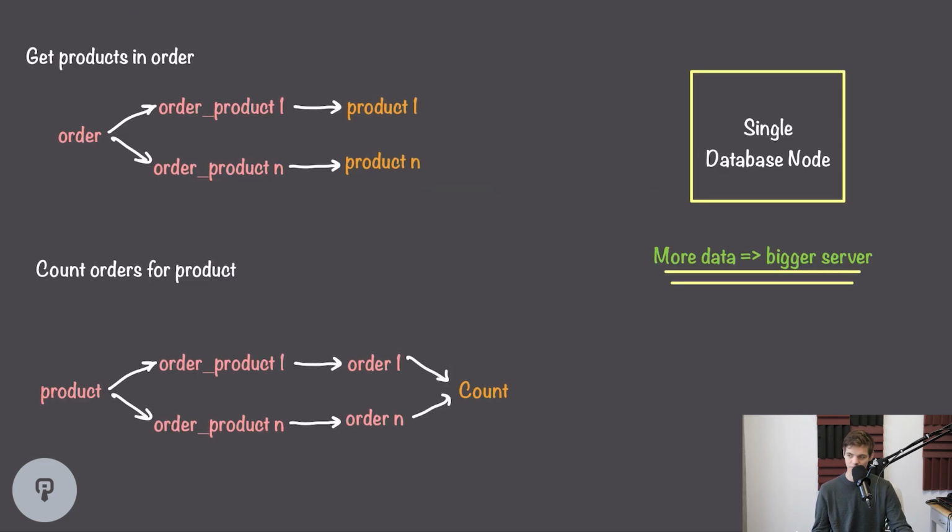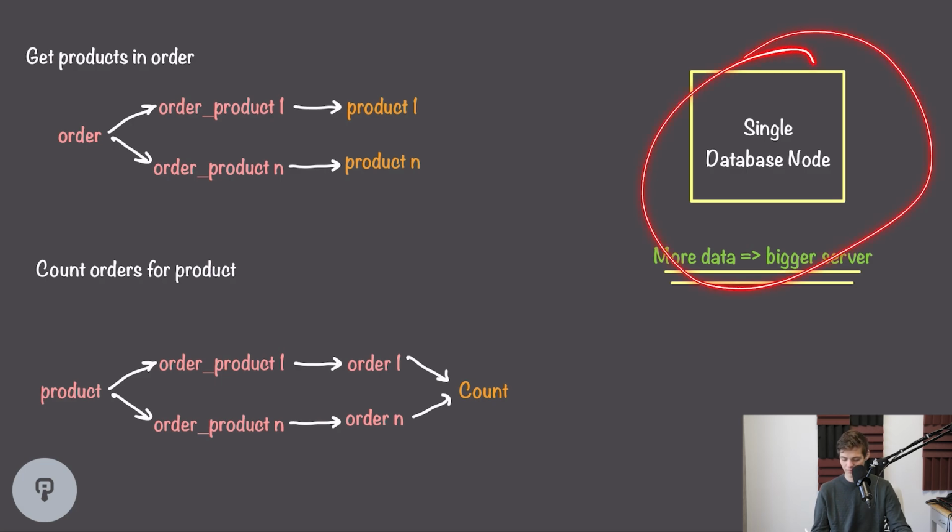So the relational model was built a long time ago and was based on having a single database node. So this single database node is responsible for holding all of the data in our entire database. And if we have more data, that means we need a bigger server. We can scale servers to have terabytes of data, so this model worked well for a very long time.